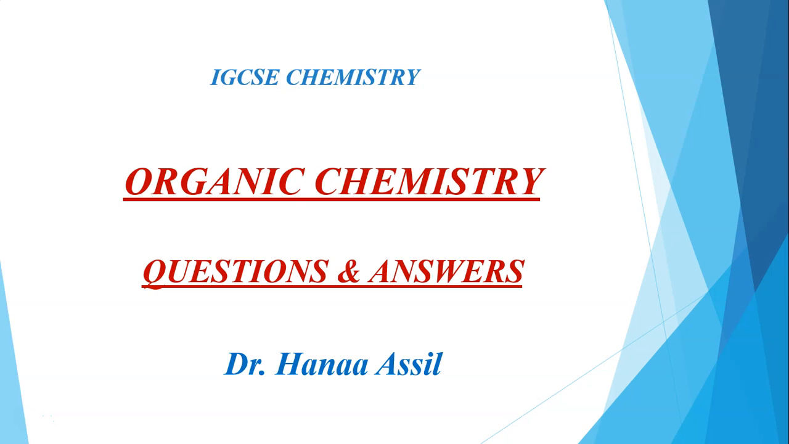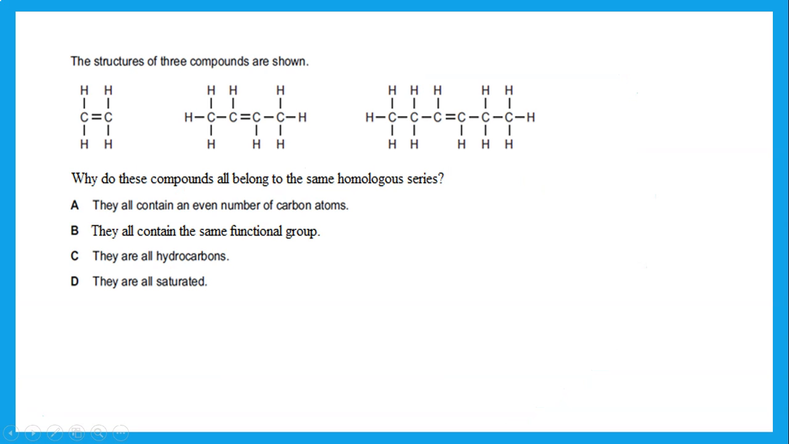This is the basics of organic chemistry. So let's take a look at some questions. So this first question says, the structures of 3 compounds are shown. Why do these compounds all belong to the same homologous series?